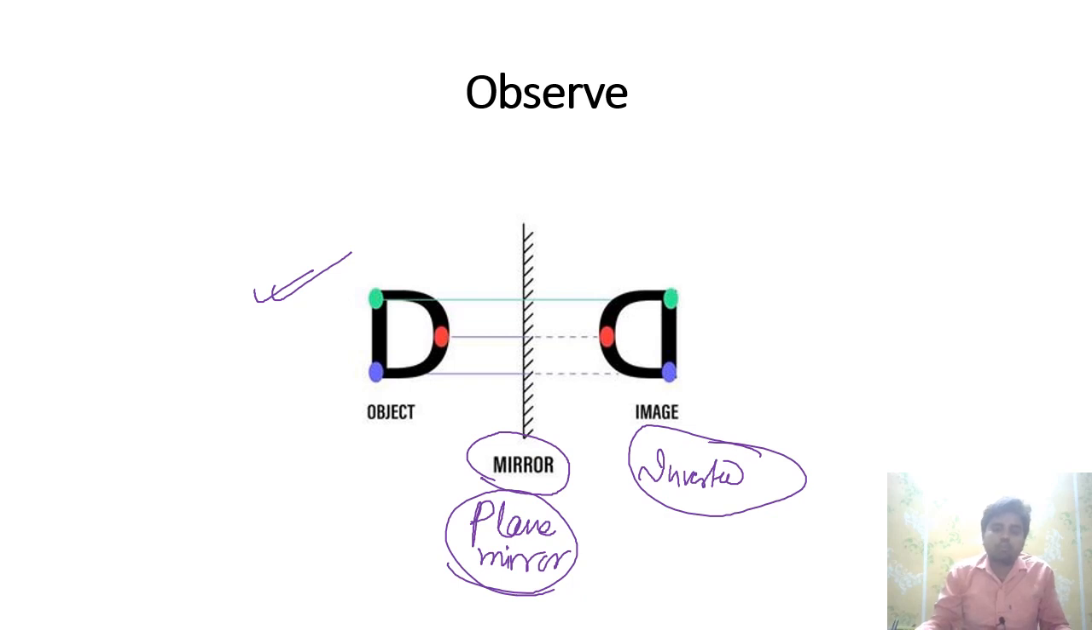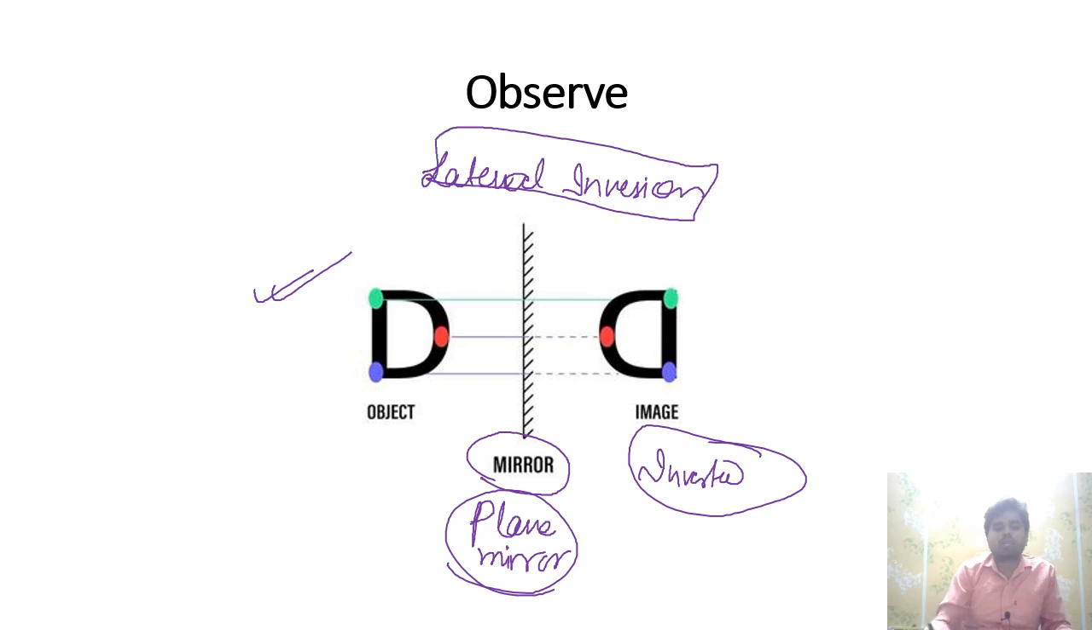Yes, student. Basically, such a property of the plane mirror in which the right hand side looks as the left hand side and the left hand side looks as the right hand side. This property of the plane mirror is known as, yes, lateral inversion. This is known as lateral inversion. Clear, student? So in lateral inversion, what is happening is that left appears to be right and right appears to be left.